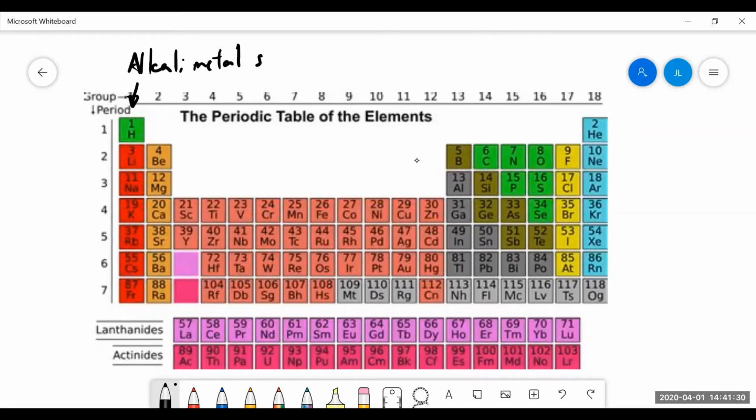So what we have here, we start from lithium. We skip hydrogen. So we start from lithium. We have lithium. What is Na? Anyone? Sodium. Then we have what? K. What is K? Potassium. Rb. Rubidium. Cs. Caesium. And Fr. Francium.